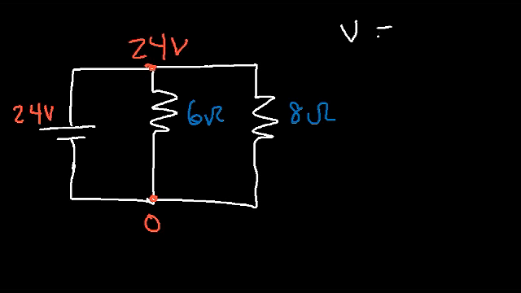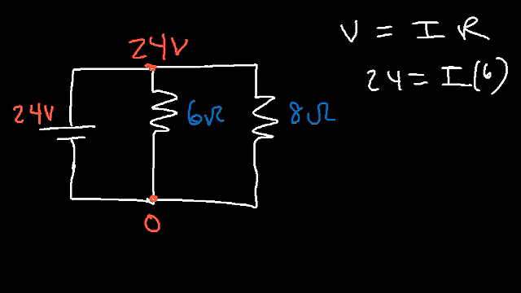So let's use the equation V equals IR. Let's start with the 6 ohm resistor. There's 24 volts across the 6 ohm resistor. So 24 divided by 6 will give us a current of 4 amps.